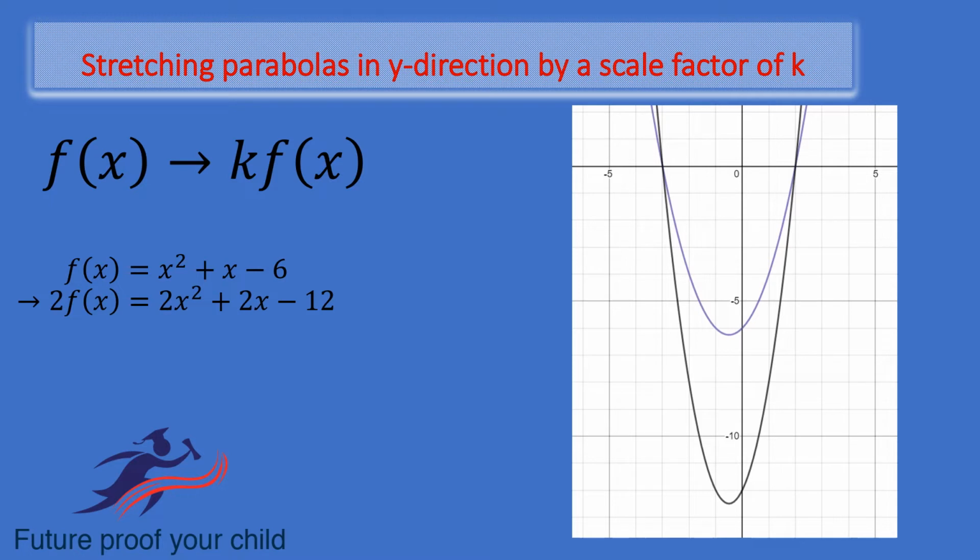Now if I multiply my f of x by a k that is greater than 1, and I chose 2, you will see that it is stretching the parabola by a scale factor of k in the y direction. As you can see, it goes lower down the y axis.